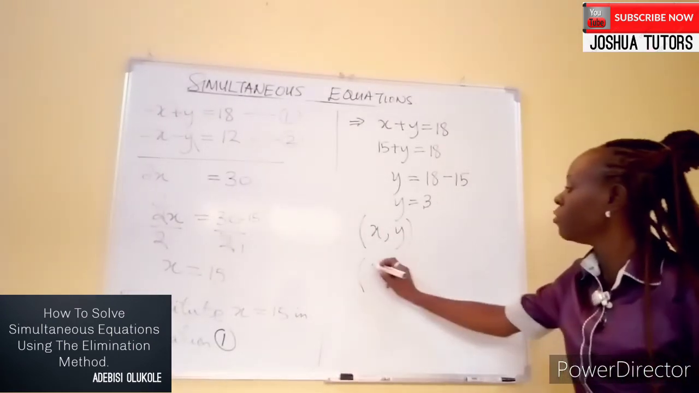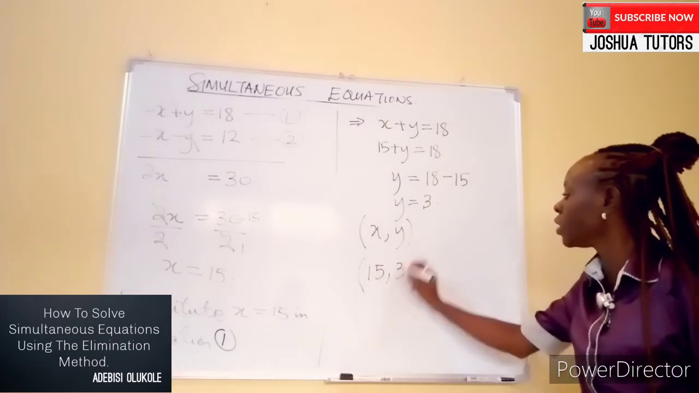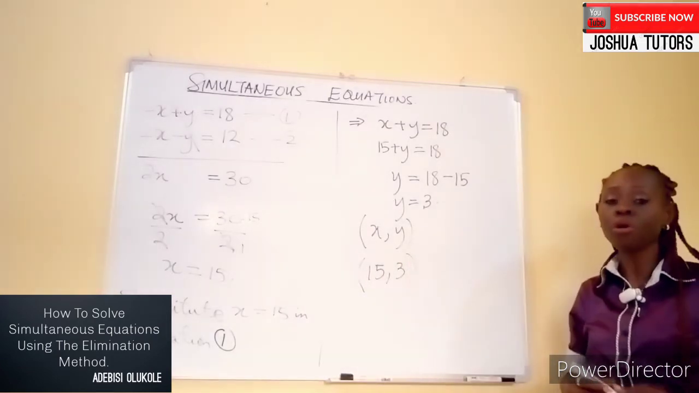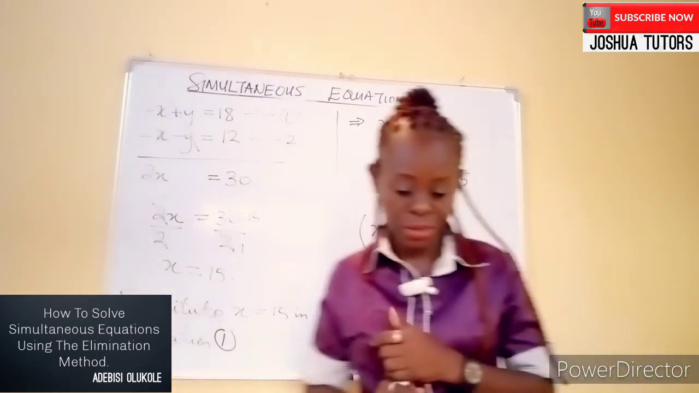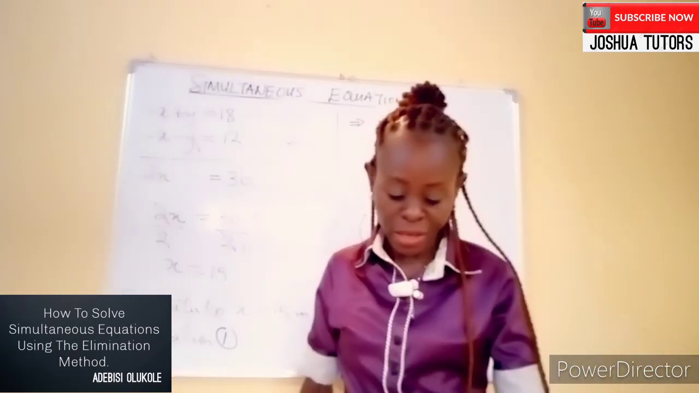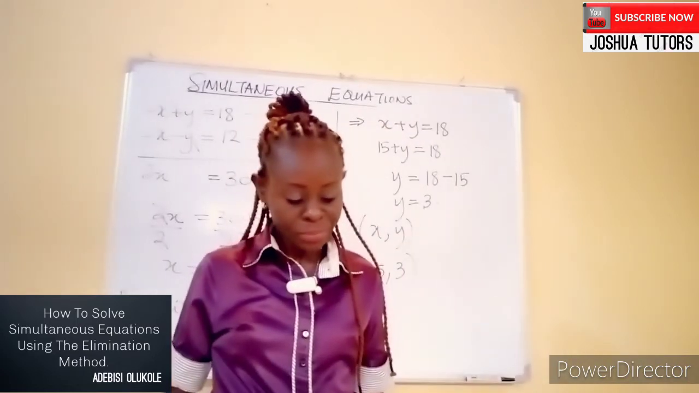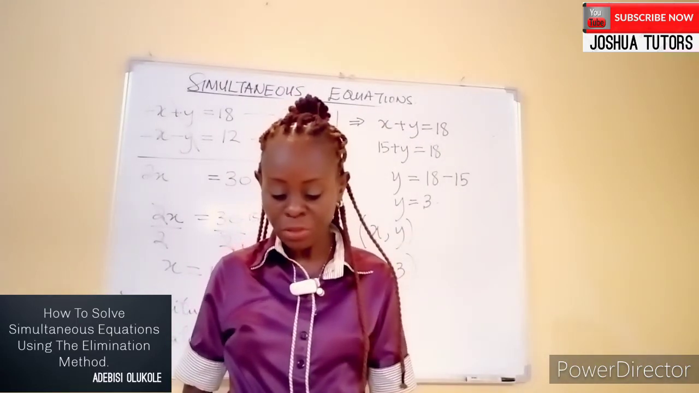What is x? 15. What is y? 3. Please, it is not 3, comma, 15. It is 15, comma, 3. Okay, let's take one more example and then we'll wrap it up with that particular example.